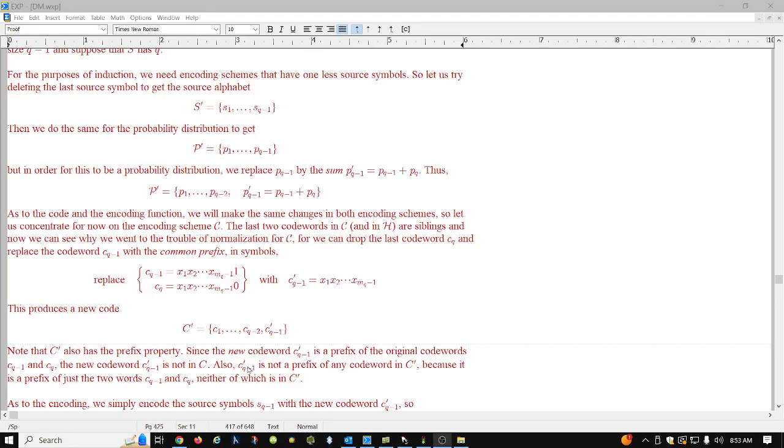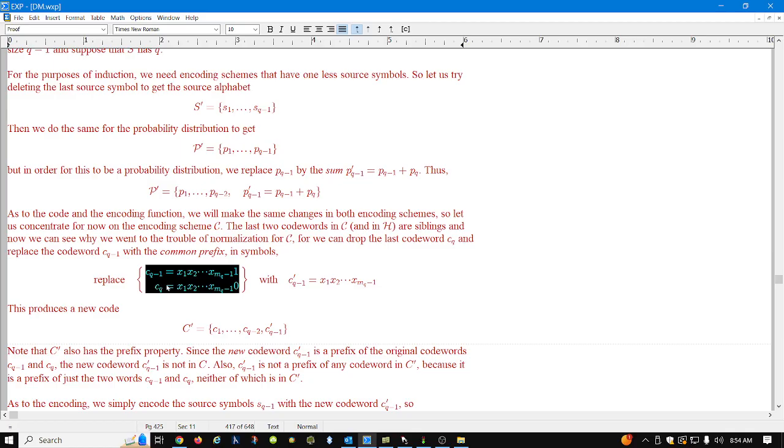Also, CQ minus 1 prime is not a prefix of any of these other code words, because it's too long, basically. There are only two code words for which it is a prefix, and those are these two code words which are gone. So C prime does indeed have Q minus 1 distinct code words, and it has the prefix property.